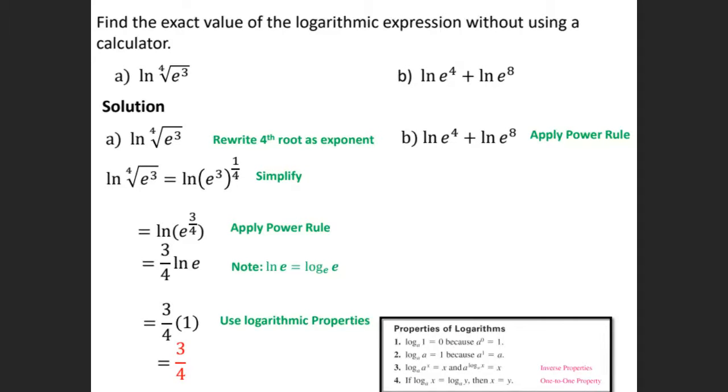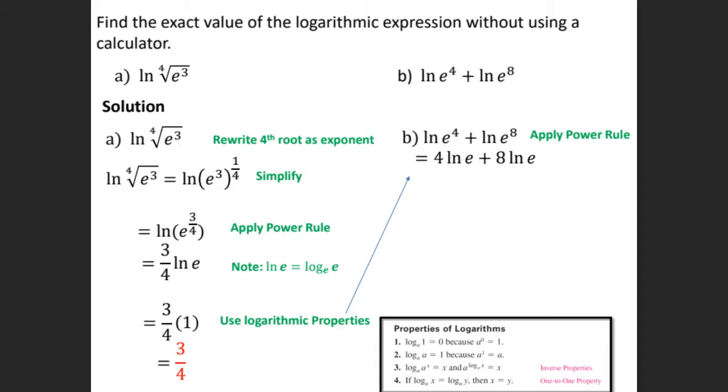All right, let's look at B. The natural log of e to the 4th plus the natural log of e to the 8th power. Okay, so first I'll apply my power rule for both. This is going to give me 4 times the natural log of e plus 8 times the natural log of e.